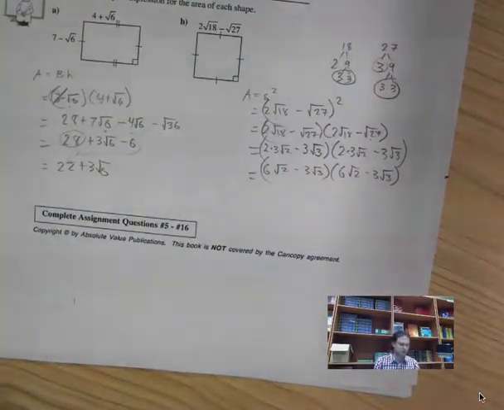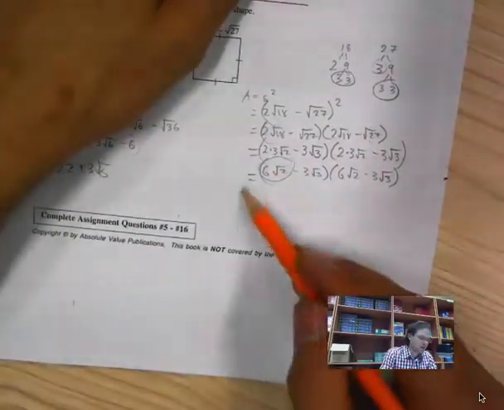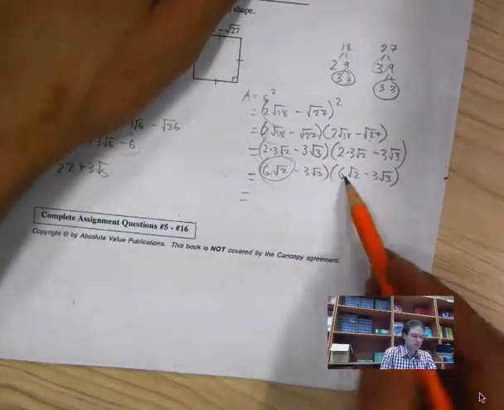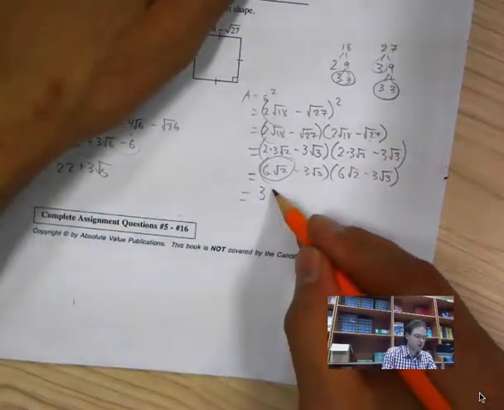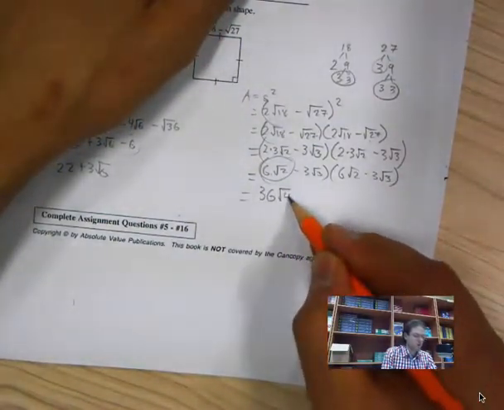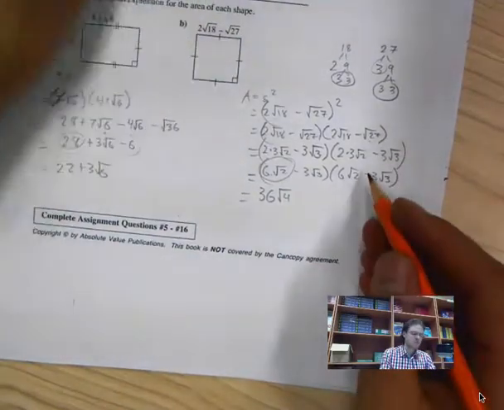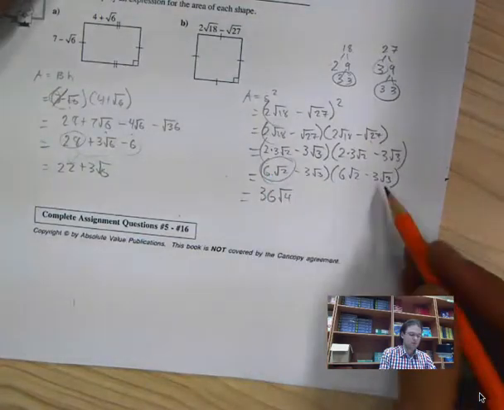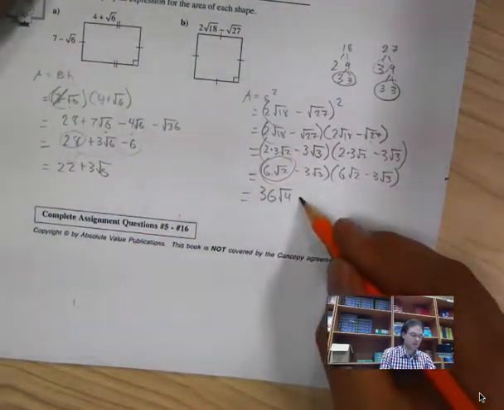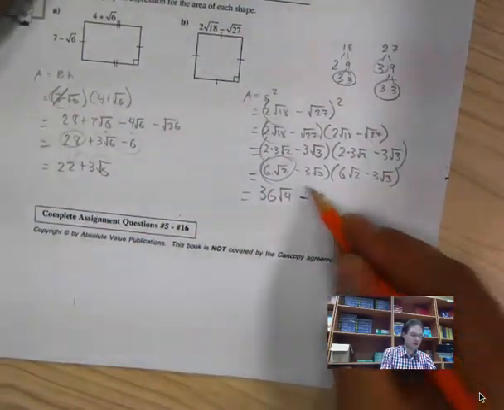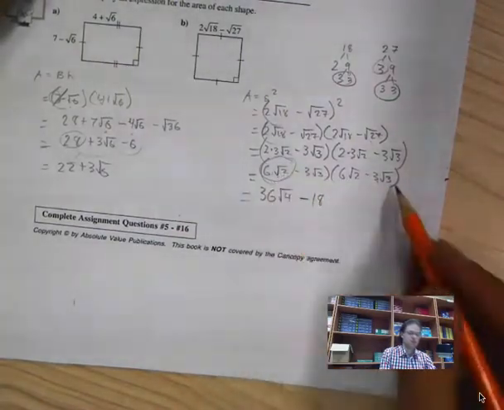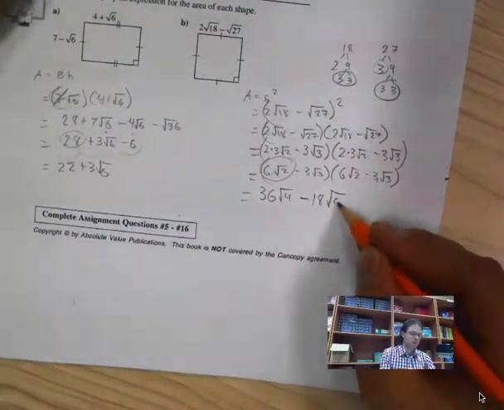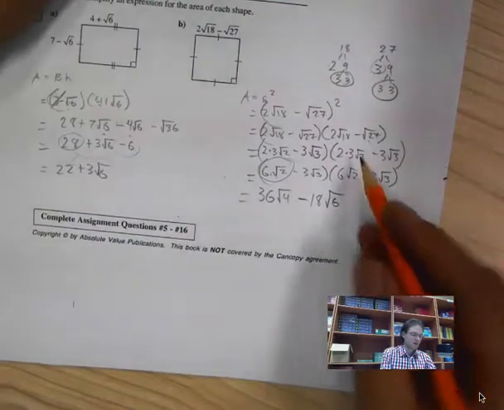Now these look a lot nicer to multiply. Small numbers makes things a lot easier. So first I'm going to look at this guy. So 6 root 2 multiplied by 6 root 2 is 36 root 4. Okay? So that one's done. Now 6 root 2 multiplied by negative 3 root 3 gives me negative 18. 6 times 3 is 18. And root 2 times root 3 is root 6. Okay, so this guy's done.